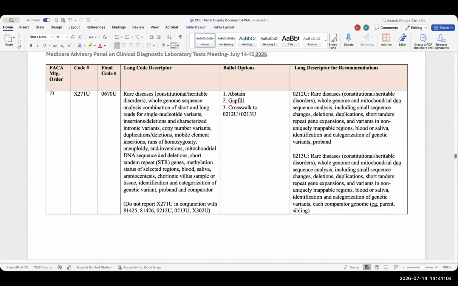This one is not. So the panel was trying to get a bit of clarity on the intended use and patient populations that these two different codes were utilized for. Is one going to be strictly for fetal prenatal testing and the other not?